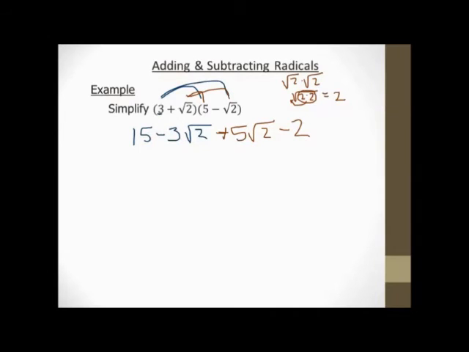At this point, I can just combine like terms. I have a 15 and a negative 2, 15 minus 2, 13. And then I can combine negative 3 square root of 2 plus 5 square root of 2. I'm going to add and subtract coefficients since they are like radicals, same index, same radicand. So negative 3 plus 5 is positive 2 square root of 2.